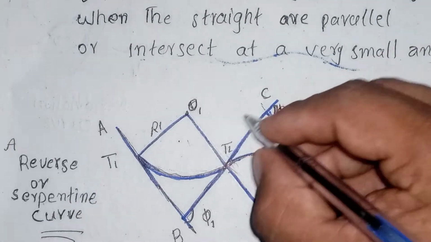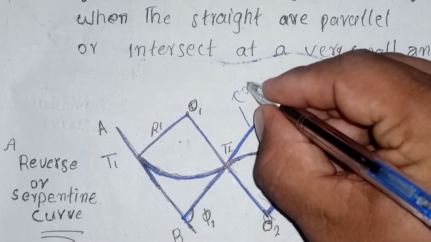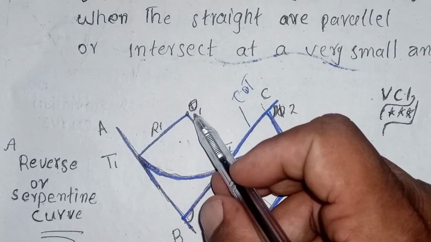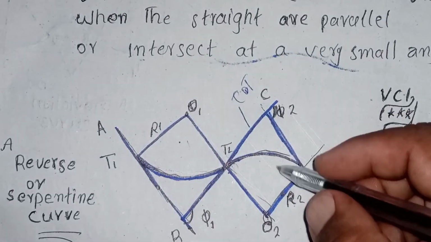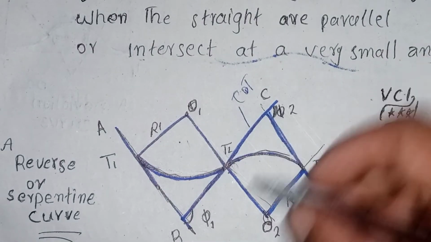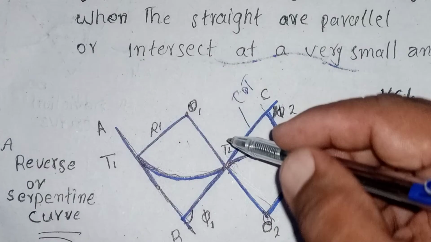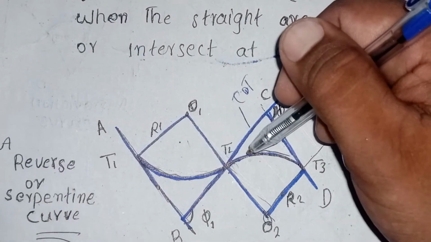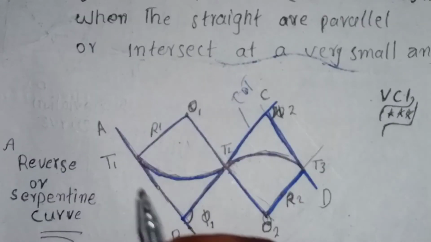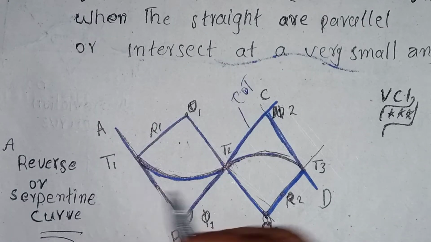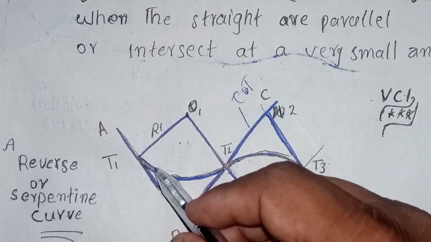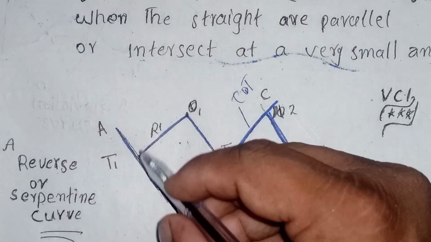You can see here this is a common tangent. This is the center of this curve and this is the center of this curve. You can see clearly that both centers are lying on opposite sides. A serpentine curve is called so because this curve makes a shape just like a snake.